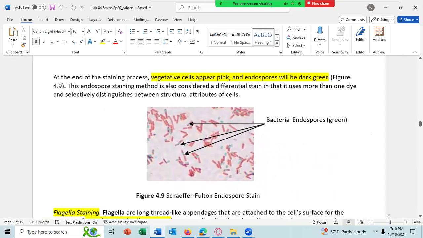Remember, an endospore is not a reproductive structure. It is a survival structure.